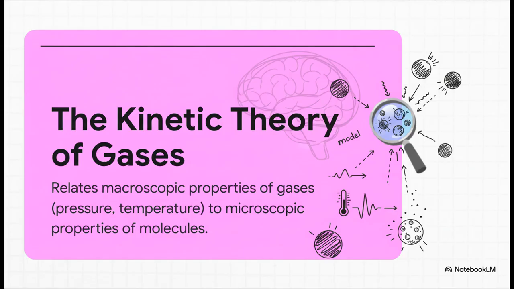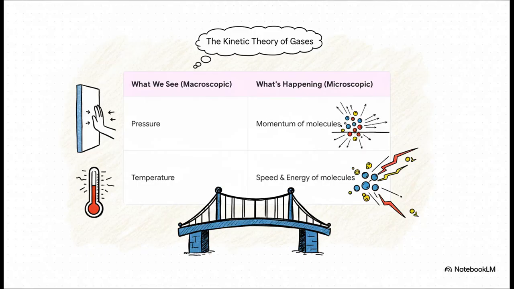Now, the most important word here is model. This isn't reality itself. It's not a perfect photo of what's happening. Think of it more like a powerful, simplified story. A set of rules about this microscopic world that, if we follow them, should perfectly predict the behavior we see in our world. So this is the magic trick right here.